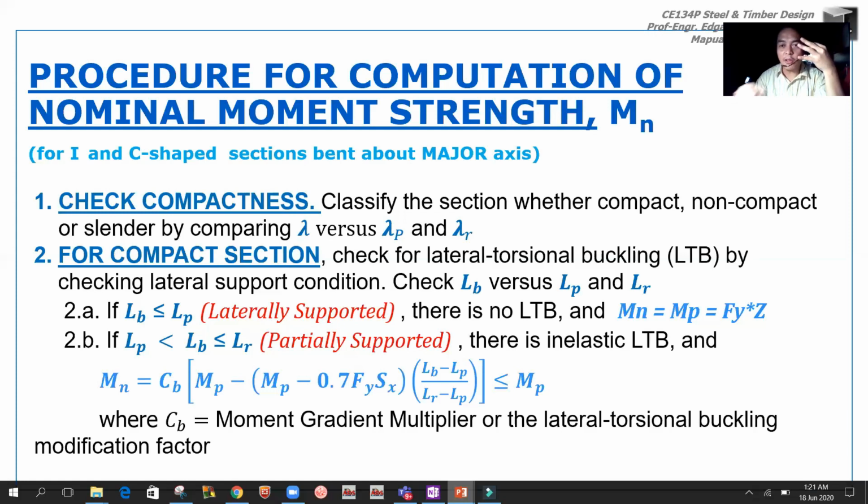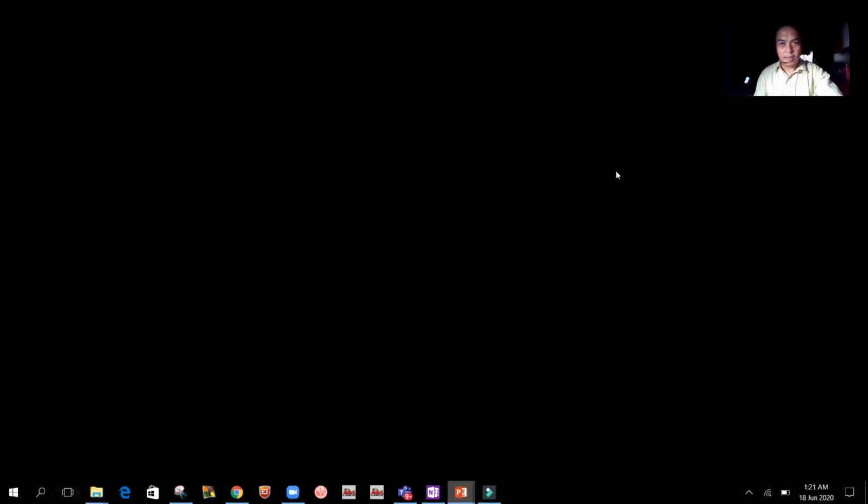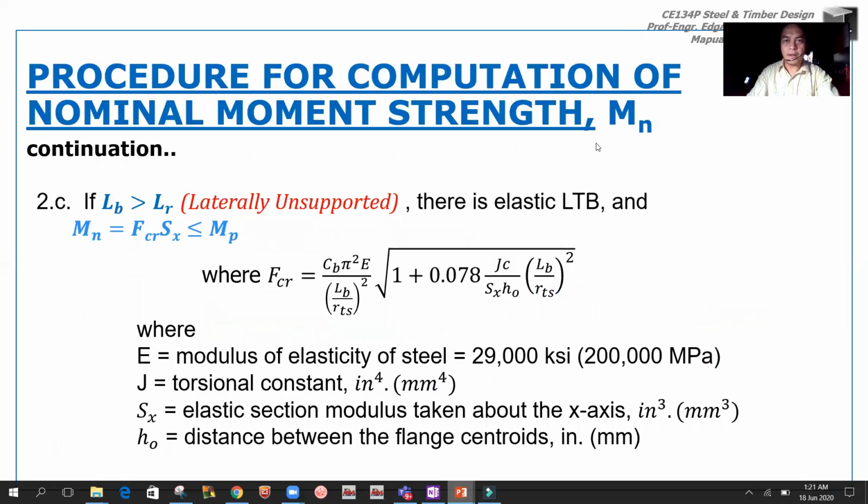So yung tatlong to, compactness, lateral support condition, tsaka CB, ito yung kailangan nating information para tayo makapag-compute ng nominal moment strength M sub n. Again, bakit kailangan natin yung M sub n? Para ma-identify natin yung magiging design strength ng beam natin, kasi ang design strength is just the phi, which is 0.9 times Mn.